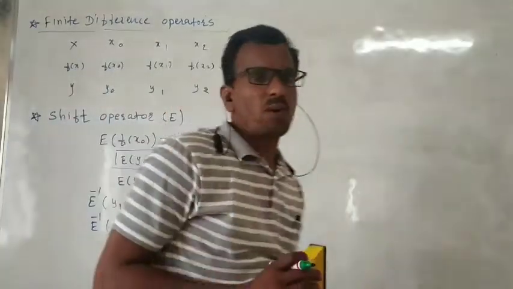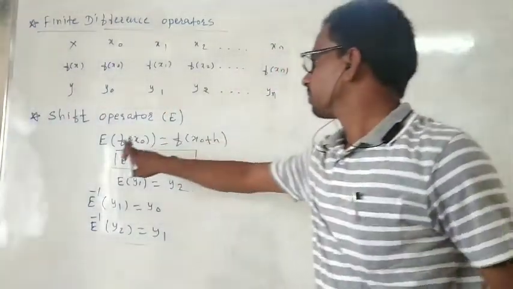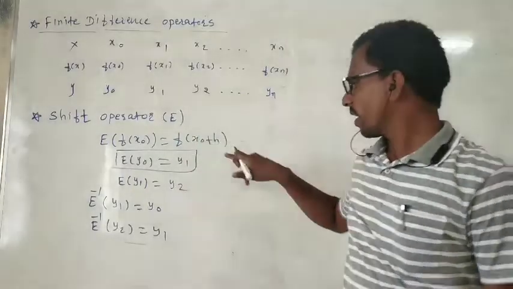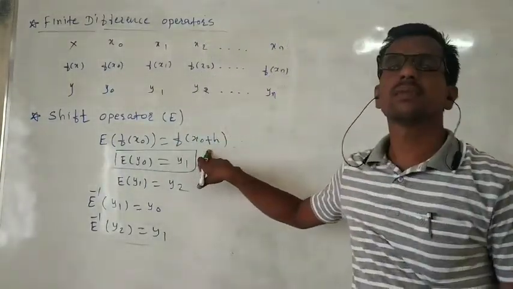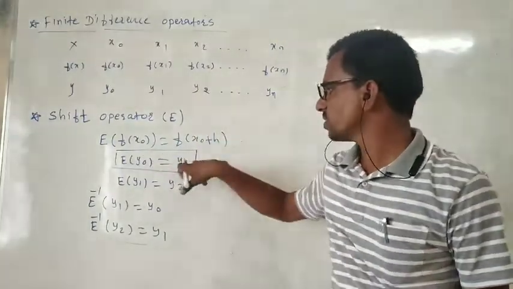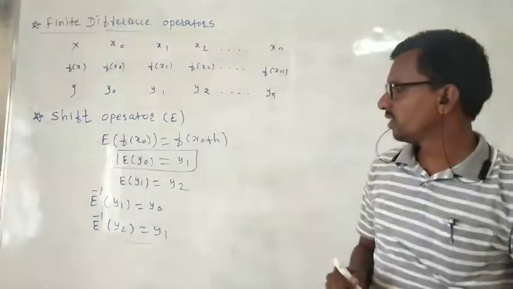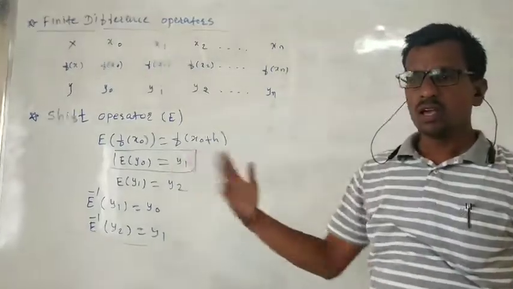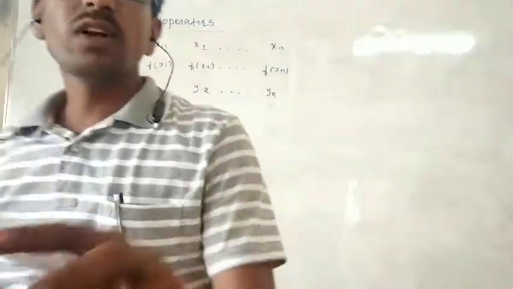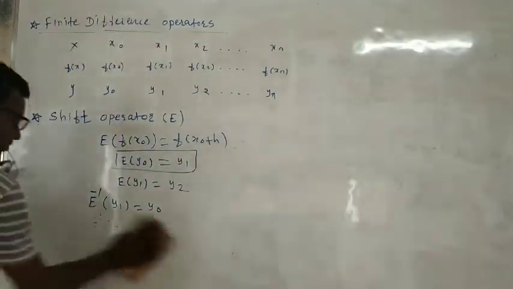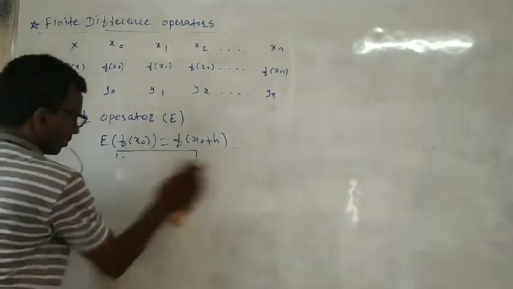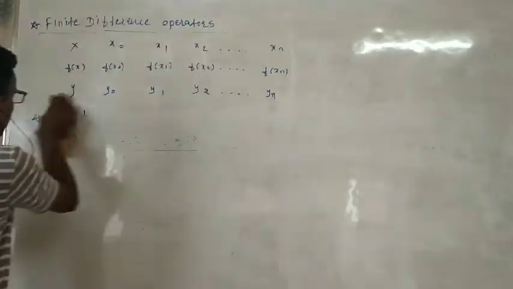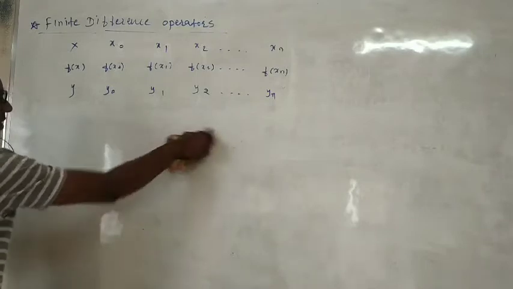This is about shifting operators, denoted as E of f of x0 is equal to f of x0 plus h, that is E of y0 is equal to y1. Similarly, the backward shifting operator is E raised to minus 1 of y1 is equal to y0. Now next is the forward difference operator.